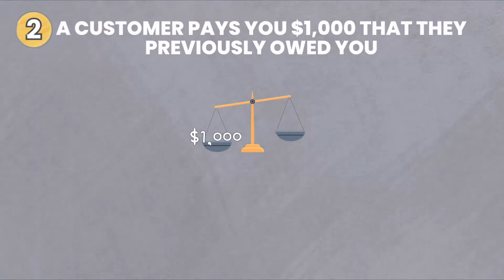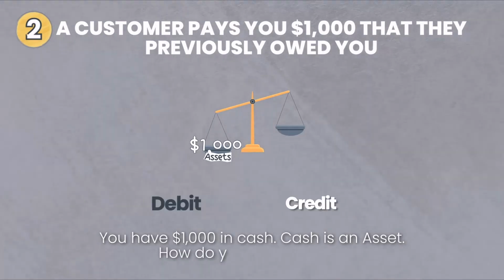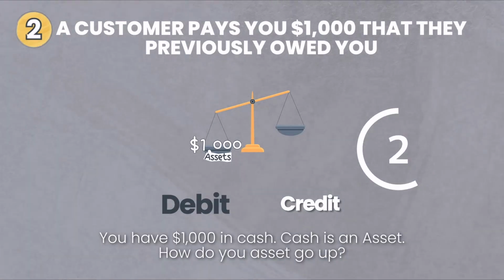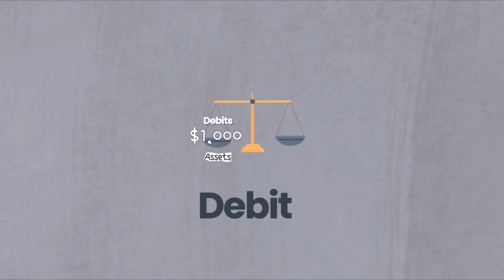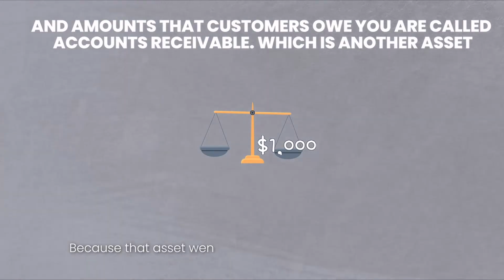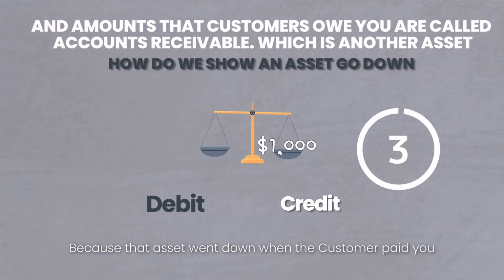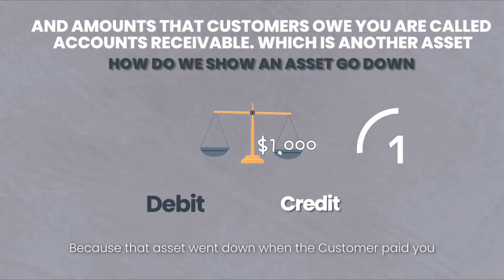Example number 2, a customer pays you $1,000 that they previously owed you. You now have $1,000 in cash. Cash is an asset. How do assets go up? That's right, with a debit. And amounts that customers owe you are called accounts receivable, which is another asset. Because that asset went down when the customer paid you, how do we show an asset going down? Correct, with a credit. Debit cash for $1,000, credit accounts receivable for $1,000.